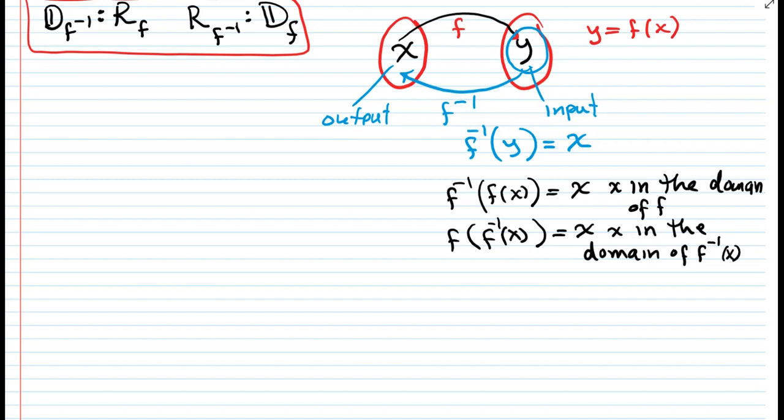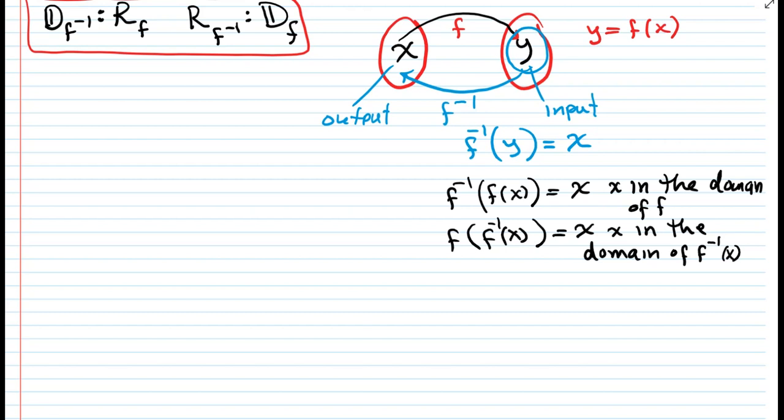Now, another way we could also mention this. Remember, domain and range of a function and its inverse. When we say x is in the domain of f, that is the same thing as saying x is in the range of the inverse. And when we say x is in the domain of the inverse, that's the same as saying x is in the range of f. So often we use those interchangeably.